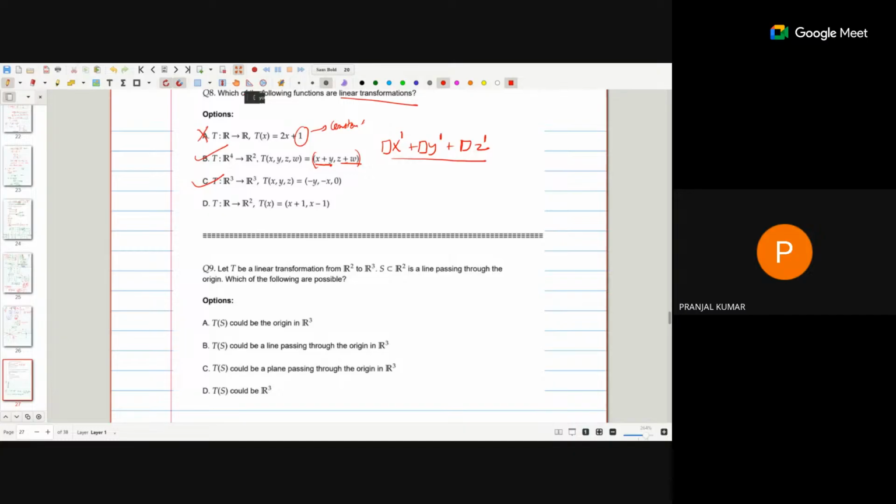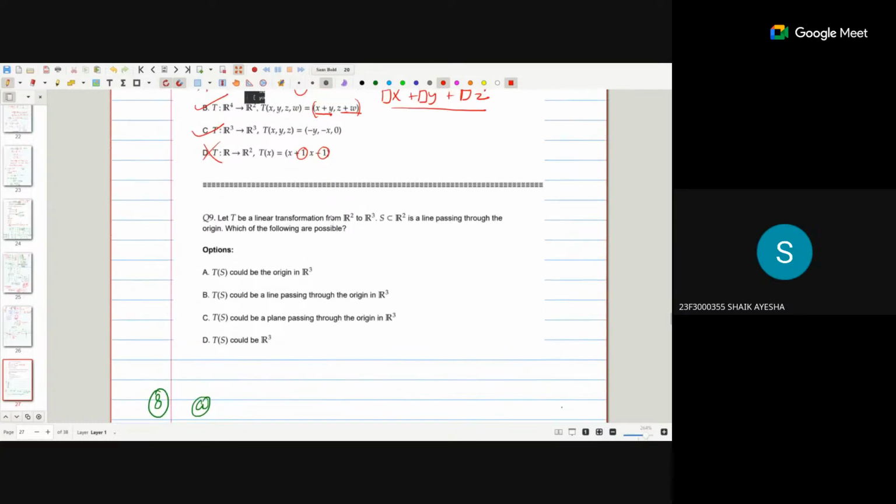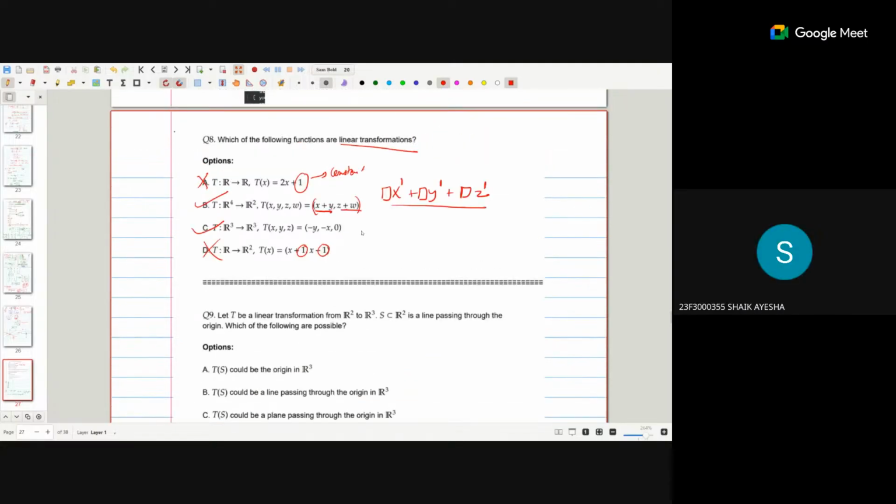Now what about this? This is wrong, not valid, because there are constants. Is this clear? If it is 0 it means it will become a plane, minus y minus z 0. So basically, see, this is this type of linear transformation.